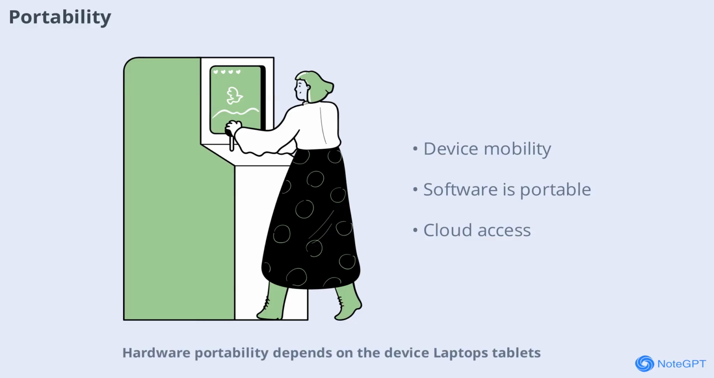Hardware portability depends on the device. Laptops, tablets, and smartphones are designed for mobility while desktops and servers are stationary. Software, however, can be installed on any compatible device, making it highly portable. Cloud-based software takes this a step further, allowing access from anywhere with an internet connection.